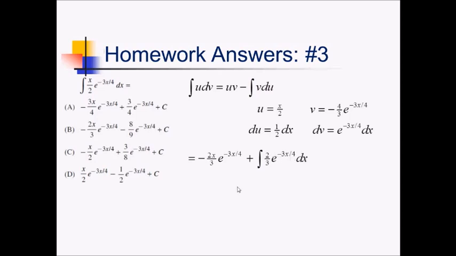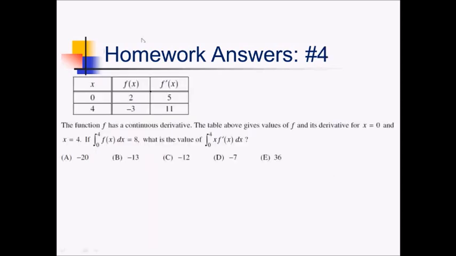Okay, at this point, we just have to take this antiderivative. So I'm still going to be multiplying by the reciprocal of that inner function. So this is going to be negative 4/3 times 2 over 3, which comes out to negative 8 over 9, e to the negative 3x over 4. We still have that original stuff. Now we have a negative 8 over 9, and don't forget your plus c. So that's going to come out to which answer choice? Looks like B.